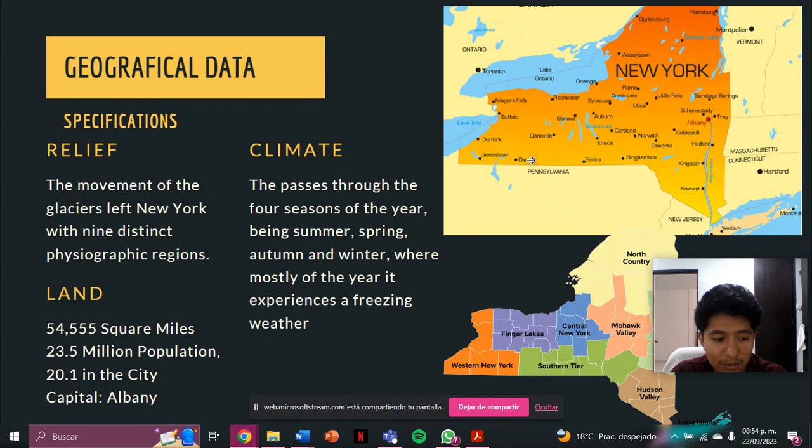Going to its land, it counts with 54,555 square miles. Within it has a population of 23 and a half million, where mostly 20 million is concentrated in the city, and the capital of the state is Albany, New York.